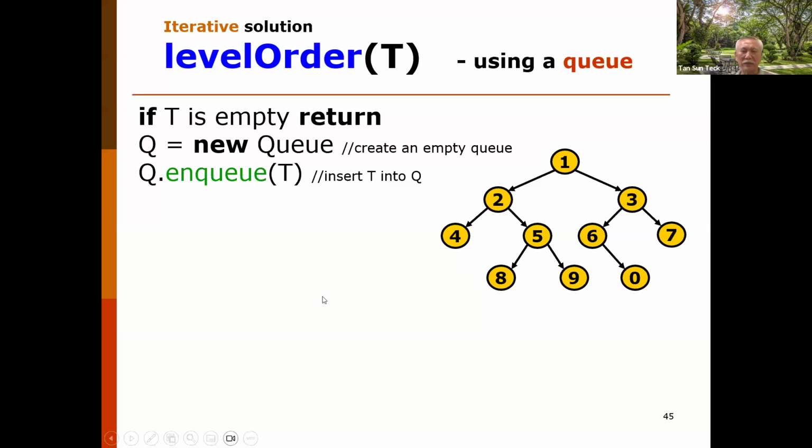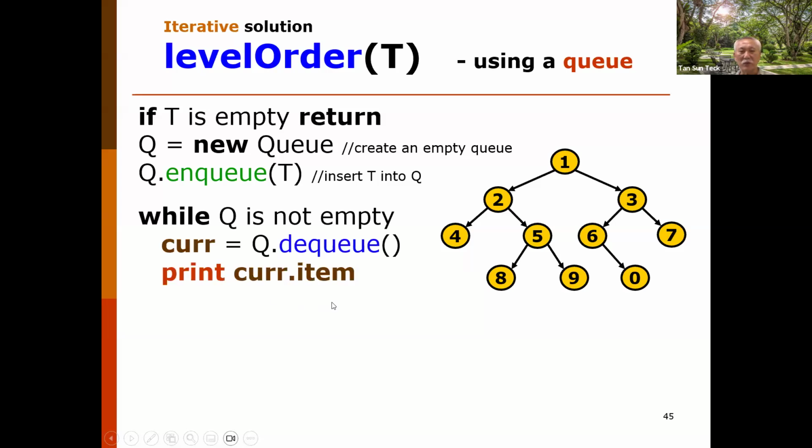Okay, and do this until the queue becomes empty. While the queue is not empty, you dequeue the T and make it the current. Because this is level order, you can print it straight away. Once you print it, you look at the two children, because this is a binary tree: the left child and the right child. Remember we said the order is important. That's exactly the case: left child, then right child.